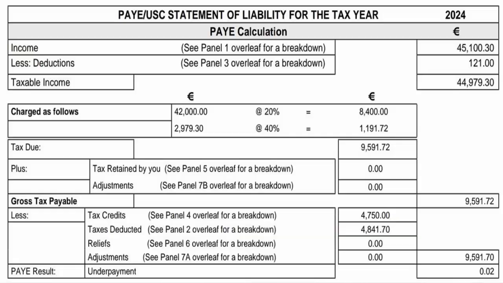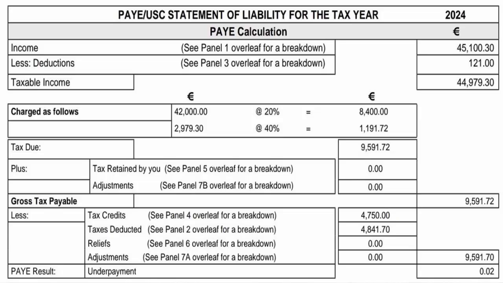Simply looking at all the calculations and panels would make one's head spin, and that's before you even get to the PAYE result, which is arrived at by taking gross pay taxable, less tax credits, see panel 4 for a breakdown, less tax deducted, see panel 2 for a breakdown, reliefs, see panel 6 for a breakdown, adjustments, see panel A for a breakdown, to arrive at your PAYE result, which could be an overpayment, an underpayment, or balanced. In this case, the result is treated as balanced, as Revenue disregard any underpayments up to a certain amount.